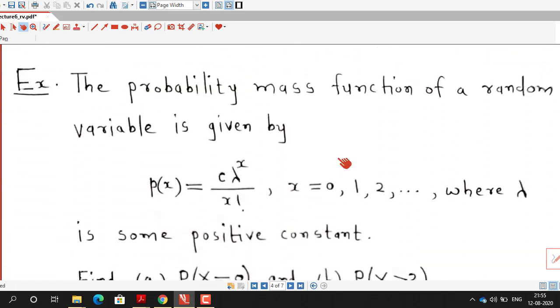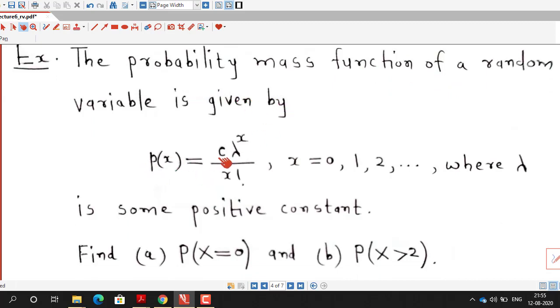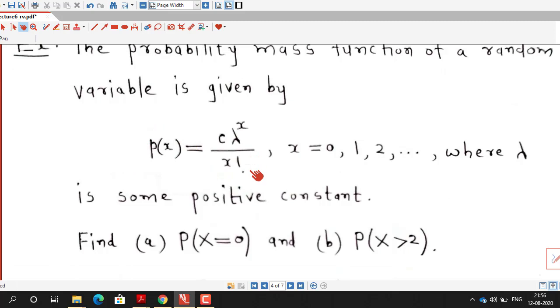Next example, we have the probability mass function of a random variable given by this formula: p of x equals c times lambda raised to x divided by x factorial. The possible values of the random variable start from 0, 1, 2, and there is no upper bound, and lambda is some positive constant. Using this probability mass function, we have to find the probability of two events, capital X equal to 0 and capital X greater than 2.